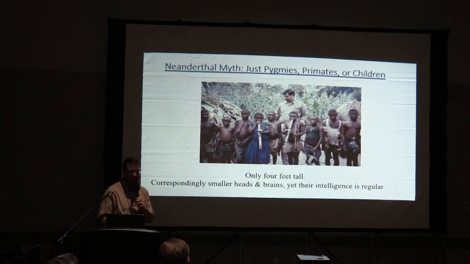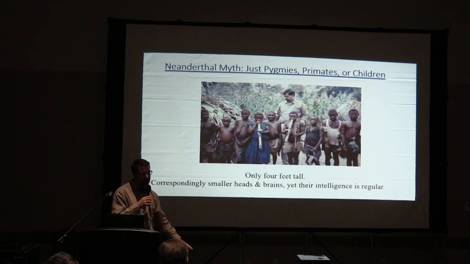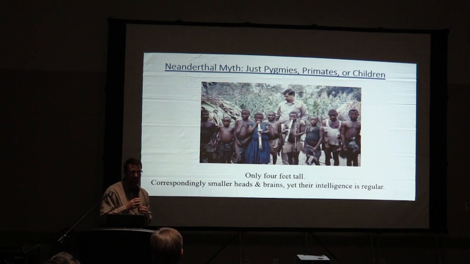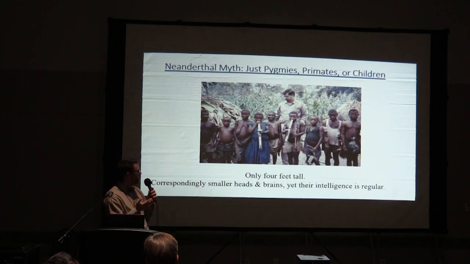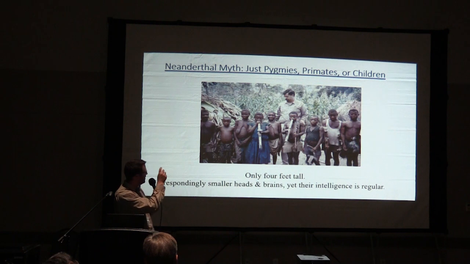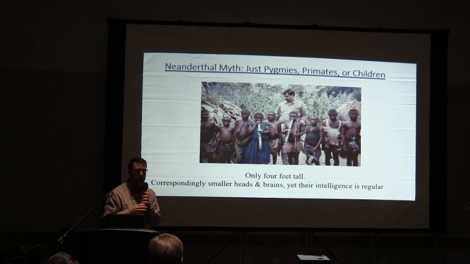So another big thing is, hey, we've got the proof that we evolved from lower life forms and primates because we've got the skeletons that are half man, half monkey. But what we're finding is that usually these finds are skeletons of children, skeletons of monkeys, or skeletons of pygmies. So these are 4 foot tall pygmies. They're very smart. Just because they're small doesn't mean they're incompetent. Okay.